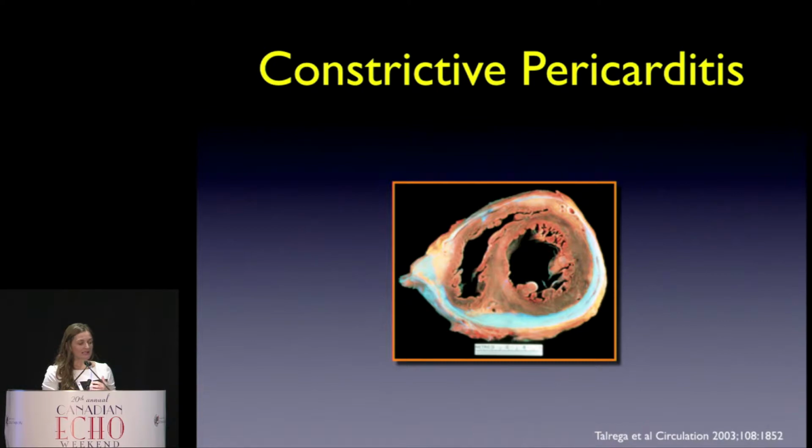What we will see is that there's unique pathophysiology, and using that, we can use echo to make the diagnosis. The thickness of the pericardium is not pathognomonic. In up to 18% of patients, you can have normal thickness but still have constrictive physiology.